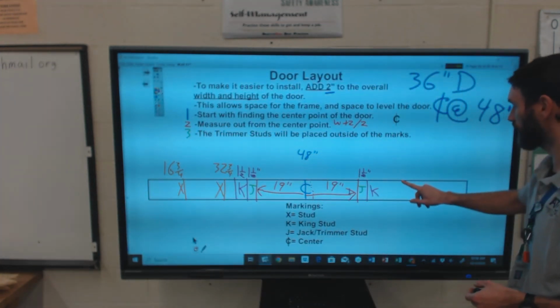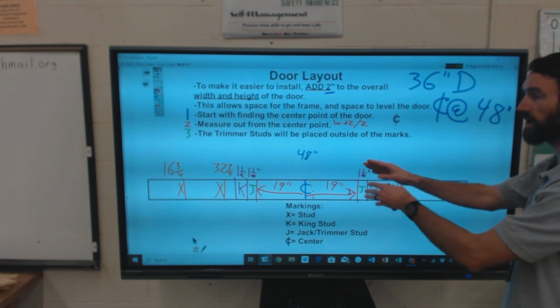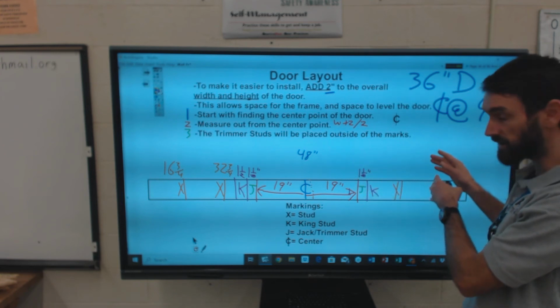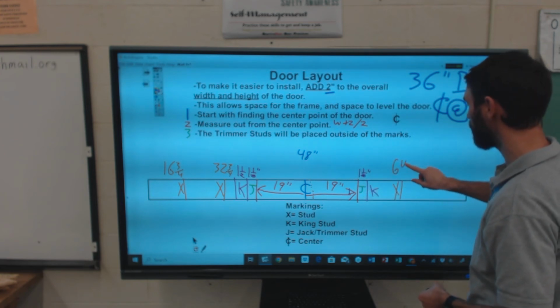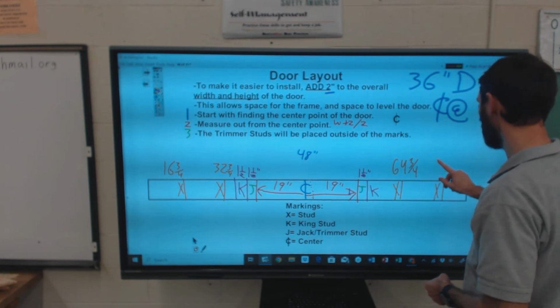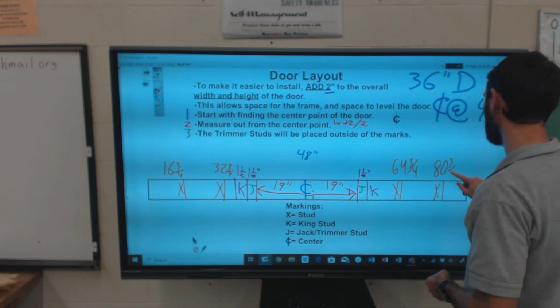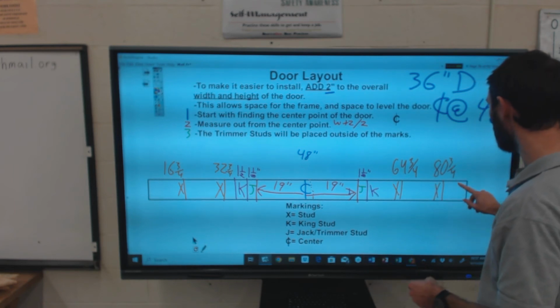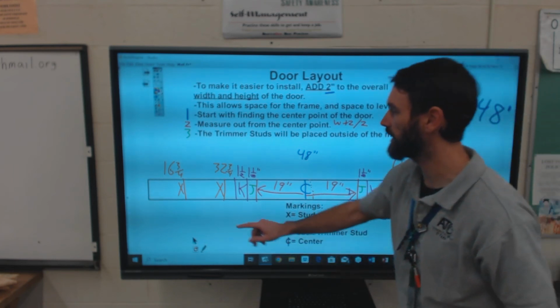So then you come over here and you find whatever your next measurement in the sequence is. 64 3/4. Next one over. 80 3/4. So on and so forth. And always have an X on each end.